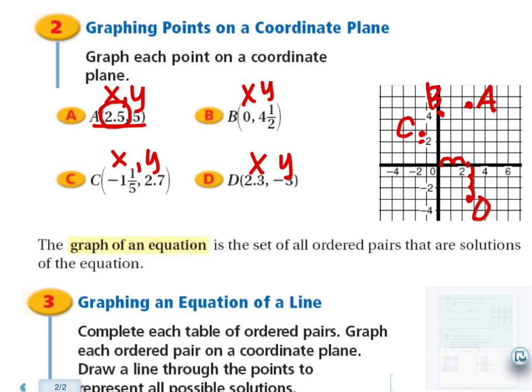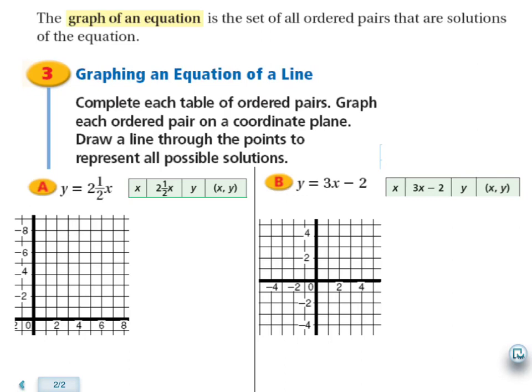Okay, so let's continue. That next sentence says, a graph of an equation is the set of all ordered pairs that are solutions of the equation. Remember yesterday when we plugged in coordinate points and we saw if they worked? Those points that worked are called solutions. Well, if you want to graph an equation, you just graph enough of those solutions that you can see the shape that it would make if you graphed an infinite number of different points.